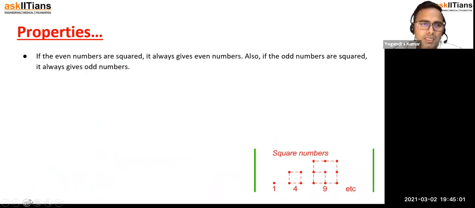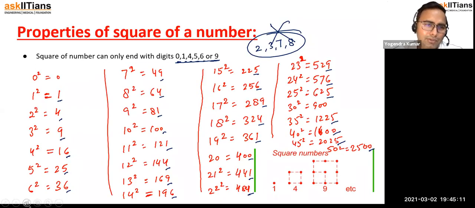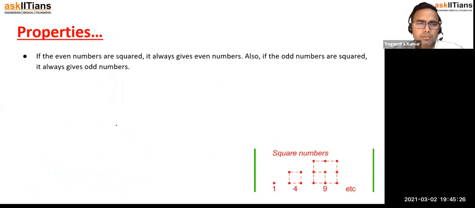Now let's see further. If an even number is squared, it always gives an even number. Also, if an odd number is squared, it always gives an odd number. You can observe this here also. Odd number squared, odd number we got. Even number squared, even number we get. You can remember this property this way also.